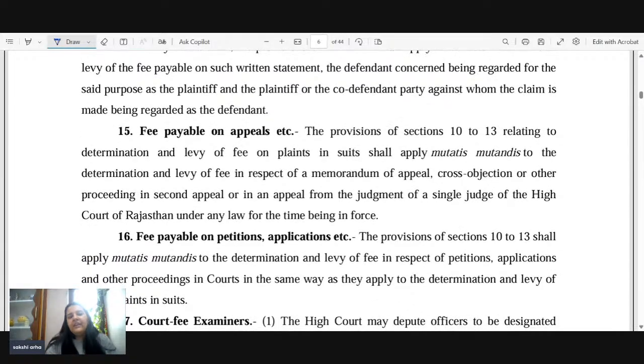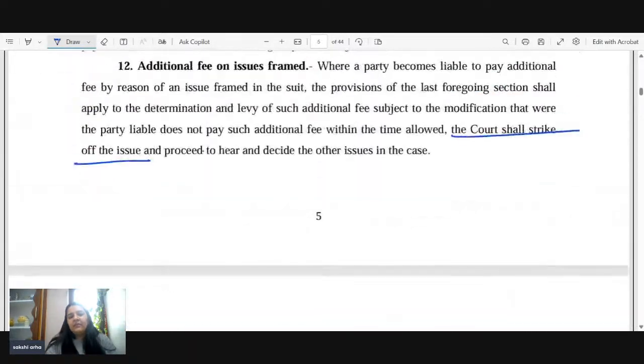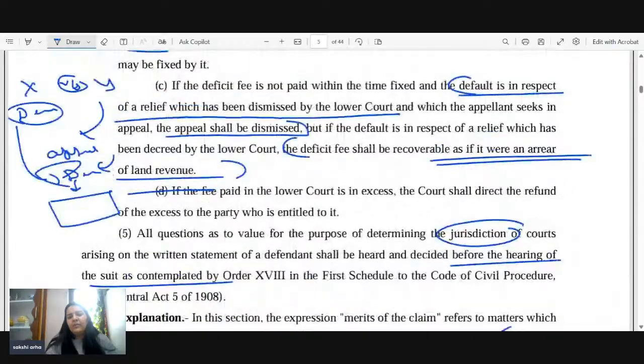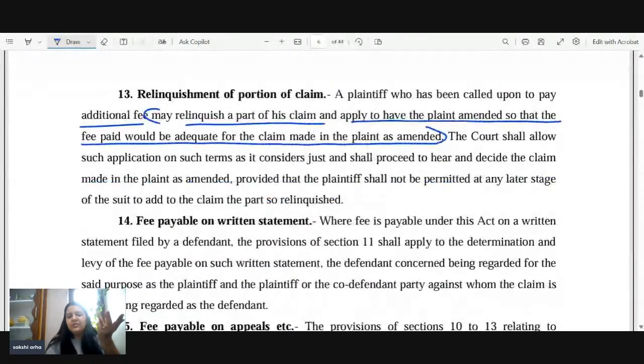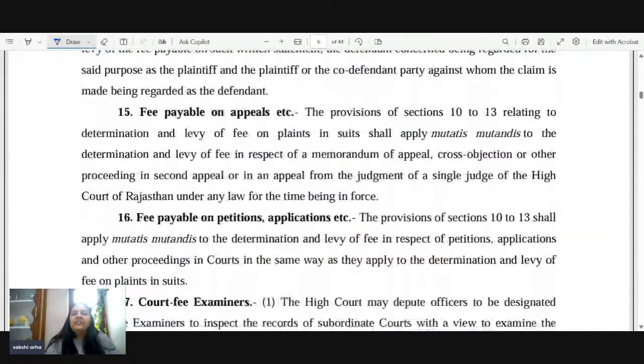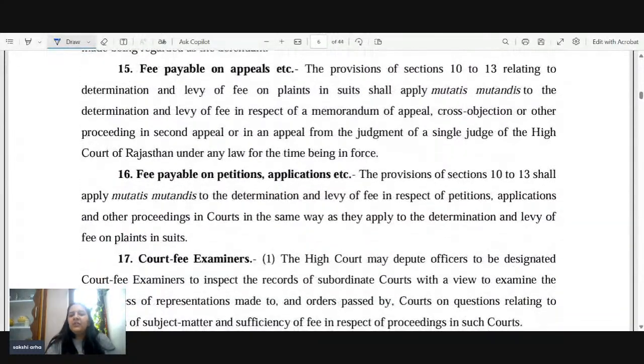Okay, fee. What is the procedure of 11? That he will be called to pay within a particular time. अगर वो नहीं आता तो उसका dismiss कर दिया जाएगा. So same thing will be there. Then fee payable on appeals, same thing. अपील में भी अगर कोई fee है तो वो सारे provisions ऊपर वाले ही applicable होंगे.